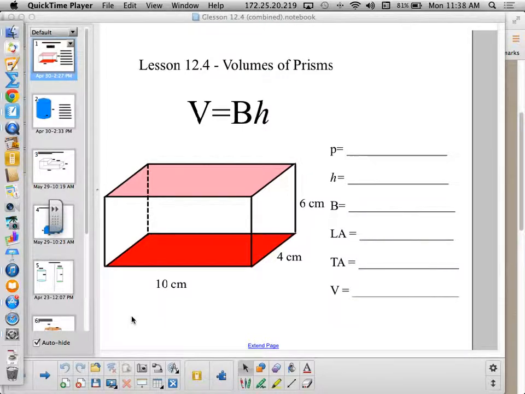So, what I want you to notice is that the sides are always rectangles. Whether it's a rectangular base or a hexagon base, or even in the case of a cylinder, if we have a cylinder and we open it up, what shape are the sides? It's a rectangle. It unrolls into a rectangle.